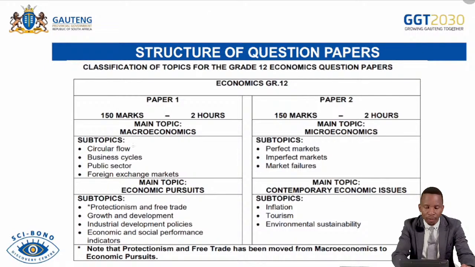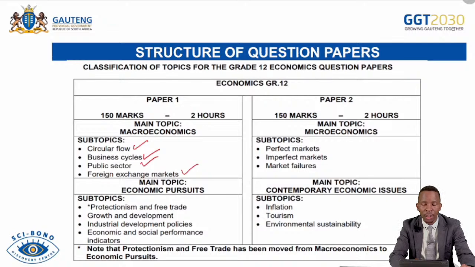So we have circular flow that was covered, business cycles was covered, public sector was covered, the foreign exchange market was also covered. So in your paper 1 that is coming next week, you can expect all of these topics: circular flow, business cycles, public sector, and foreign exchange markets. This is what you can expect as we are preparing for your examination. So ensure that you do these topics thoroughly.